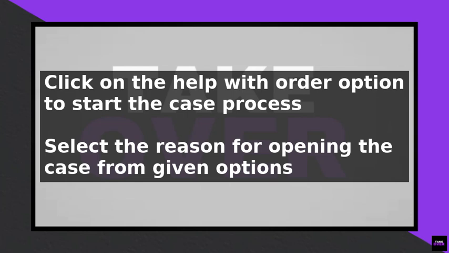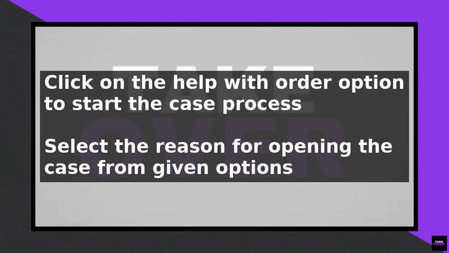You can choose from options such as Item Not Received, Item Not as Described, or other issues. Be specific and clear when describing the issue, as this will help Etsy resolve the problem quickly. After selecting the reason, you will be asked to provide more details about the issue.